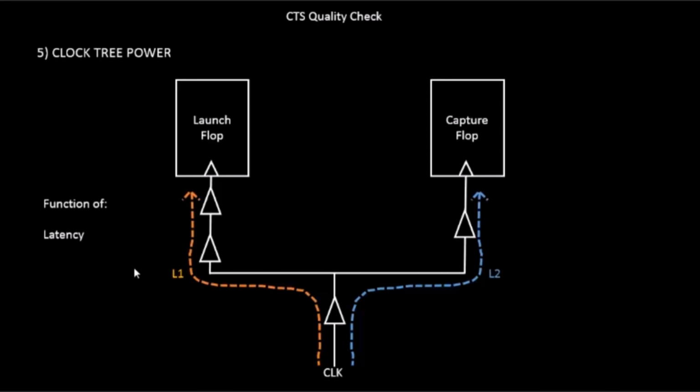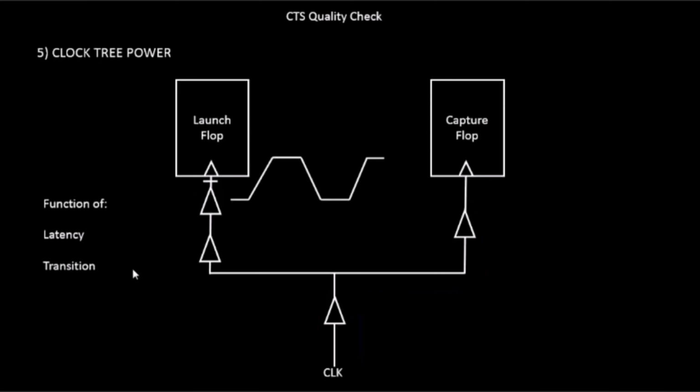The second thing is the clock tree power is a function of the transition as well. Transition is basically 0 to 1 transition and 1 to 0 transition. So the power is a function of this. How is it a function of both of these? Let us try to look into one example of this.